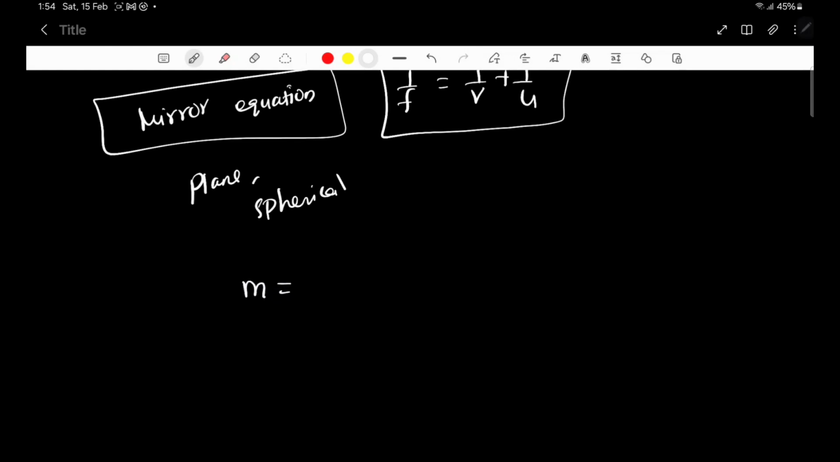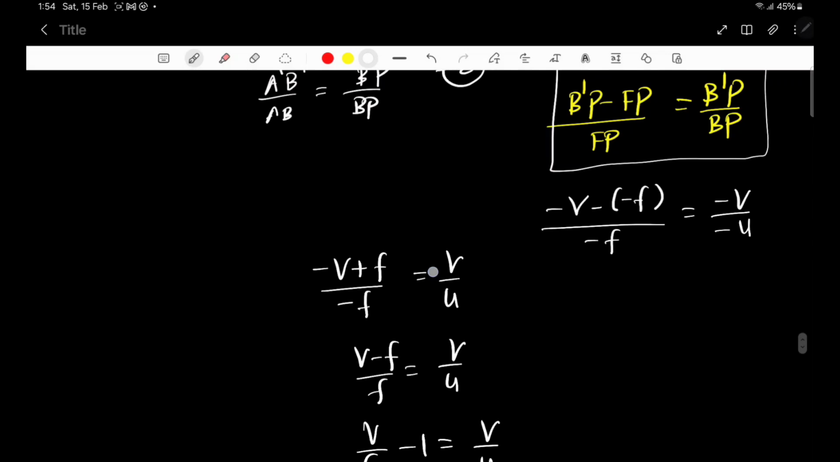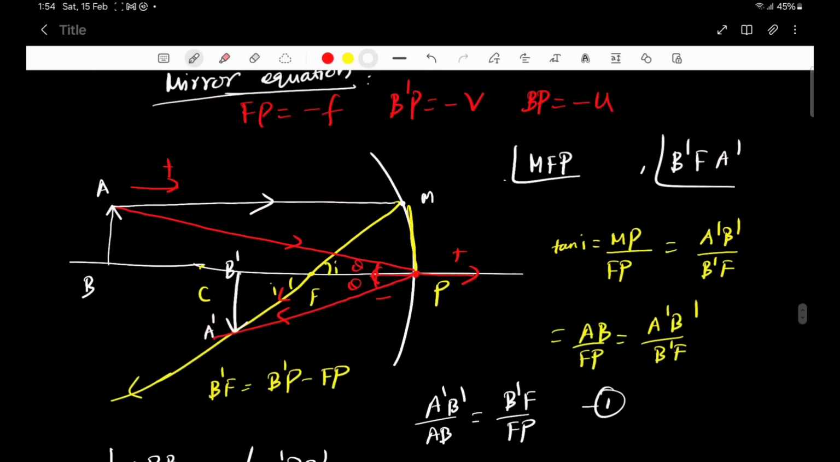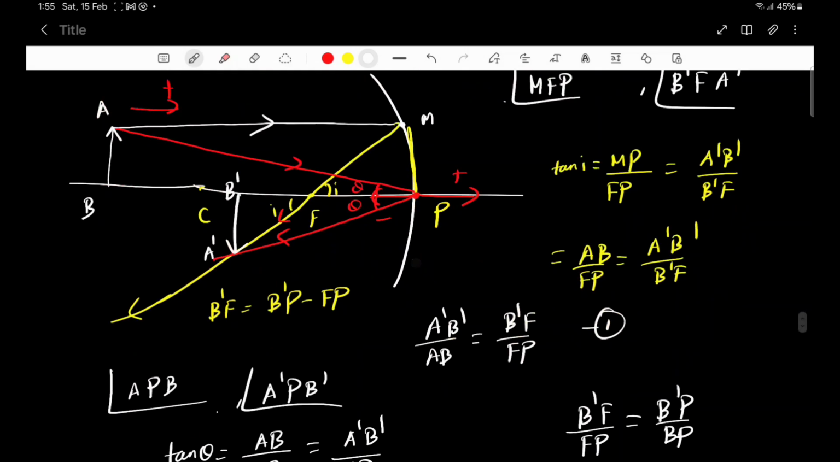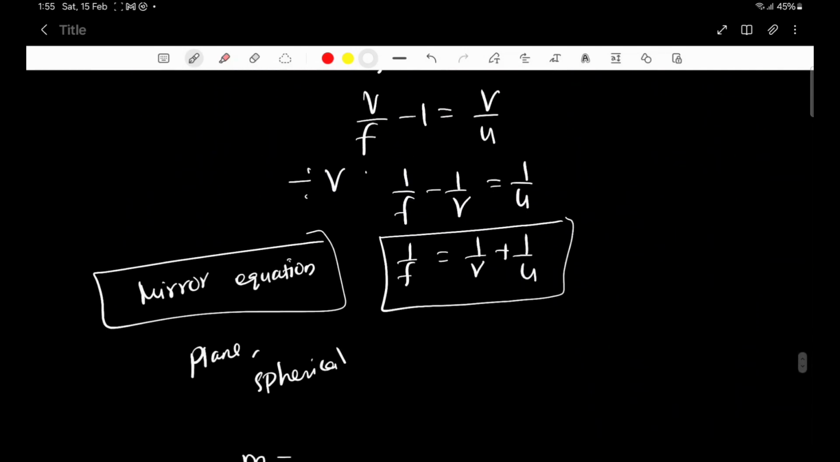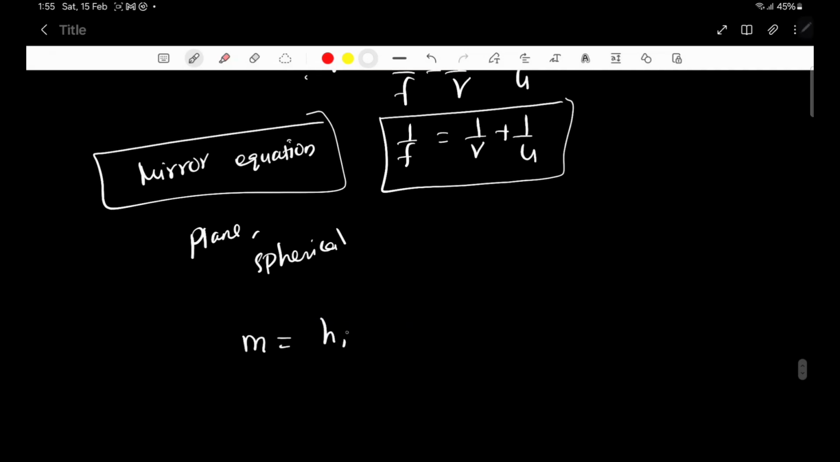Now we can see the magnification relationship also. Look into this diagram. Magnification means, by the word we are telling, we are comparing, relative to the object size, how much larger the image is or how much smaller the image is. So we are comparing the size of the object with the size of the image. That comparison is called magnification. So I can say that magnification is equal to height of the image divided by the height of the object.